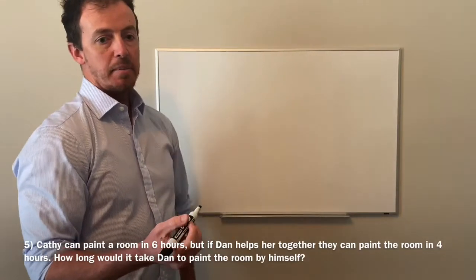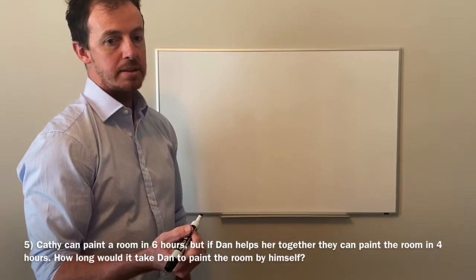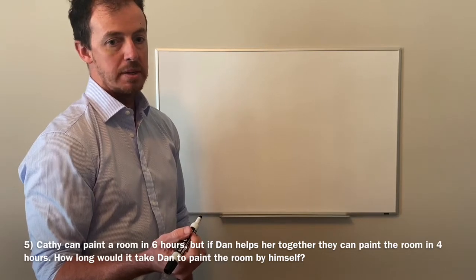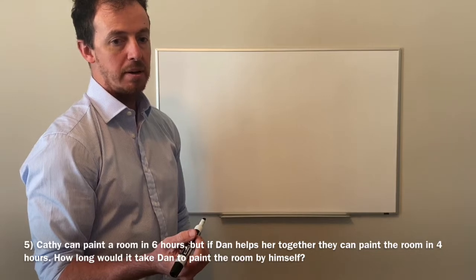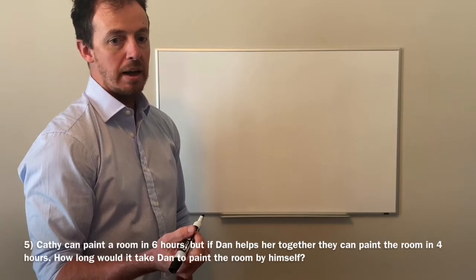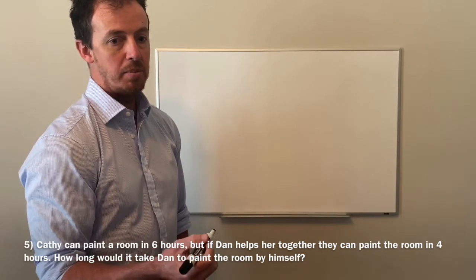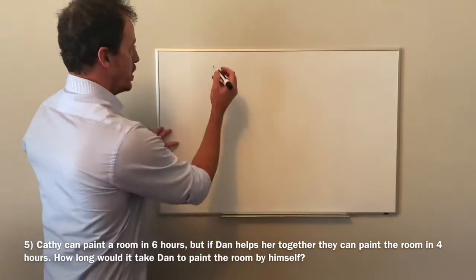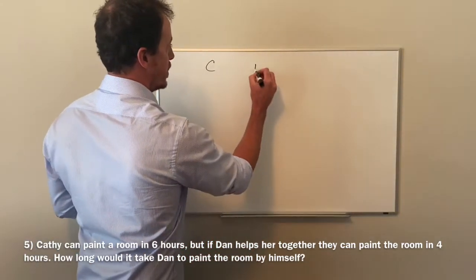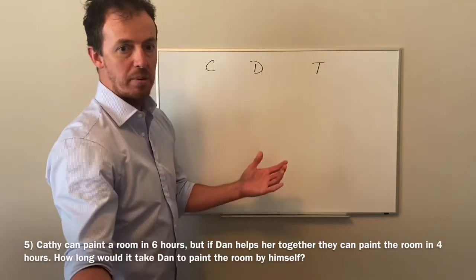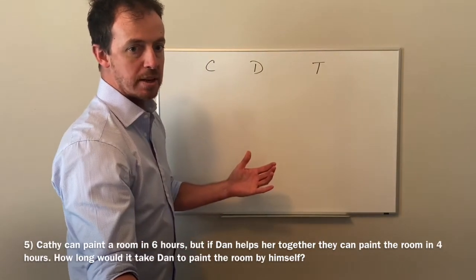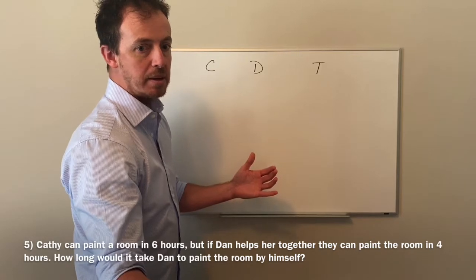Next one says Kathy can paint a house in 6 hours. If Dan helps her, together they can paint the house, or paint the room, sorry, can't read, paint the room in 4 hours. How long would it take Dan to paint the room by himself? So again, you got Kathy working, you got Dan working, and then you got whatever speed that would be total. So it says that Kathy can do it in 6 hours.